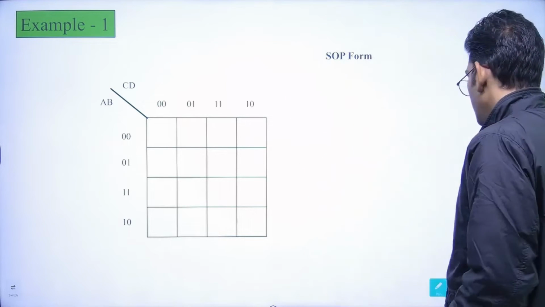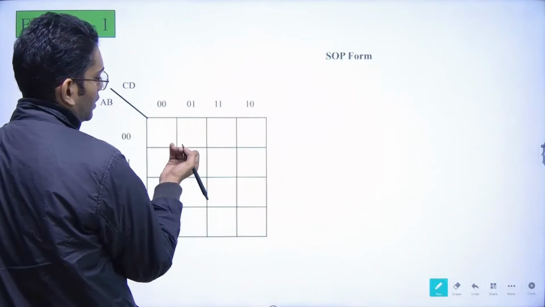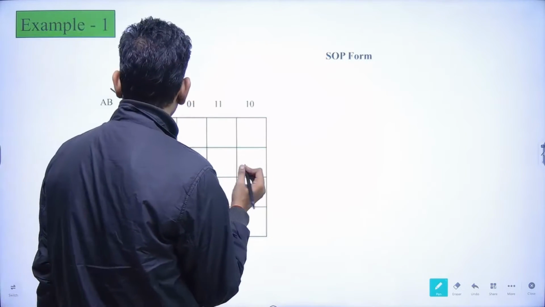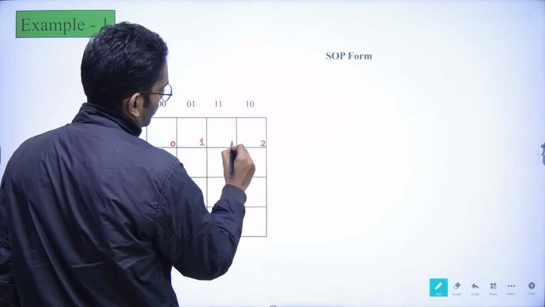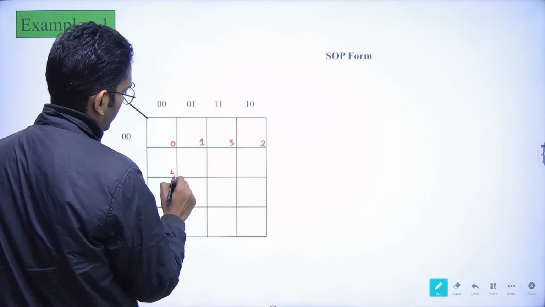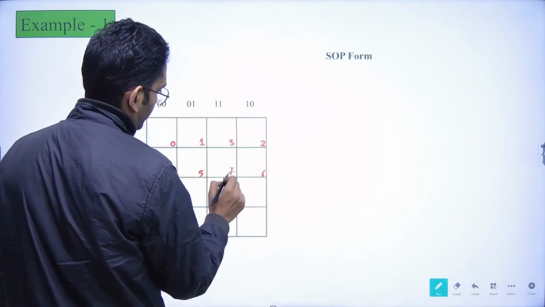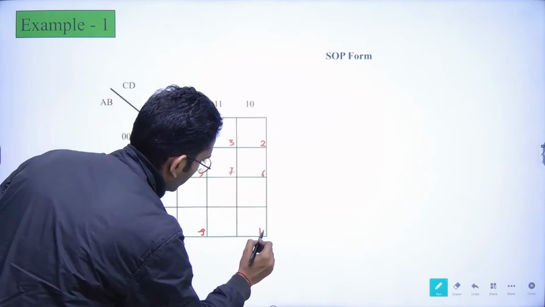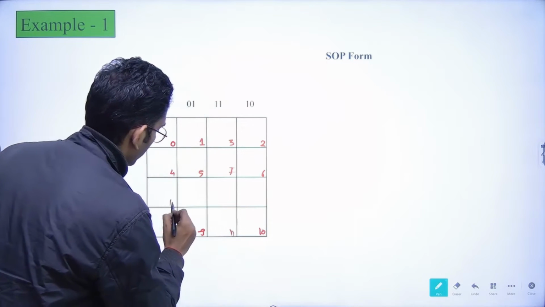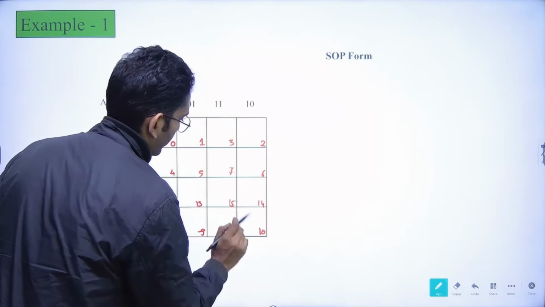Let us first do the numbering. If numbering is possible, we will do it: 0, 3, 4, 5, 7, 10, 14, 15.